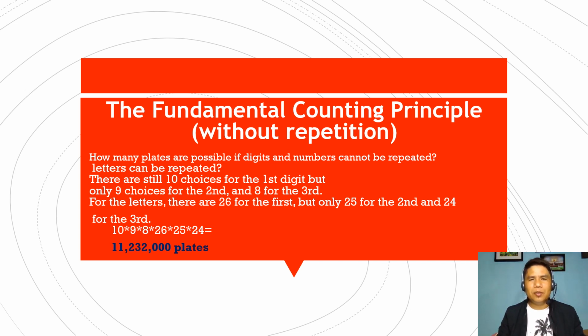For the letters, of course, there are 26 for the first, but 25 for the next, since if you got the first, how many were left? Were 25. If you get the second, how many were left? Were 24. So that's for the third. That's why you can count. I mean, you can get the total count using the operation 10 times 9 times 8, and then times 26 times 25 times 24. You'll have 11,232,000 plates. Okay, so we can count it all.